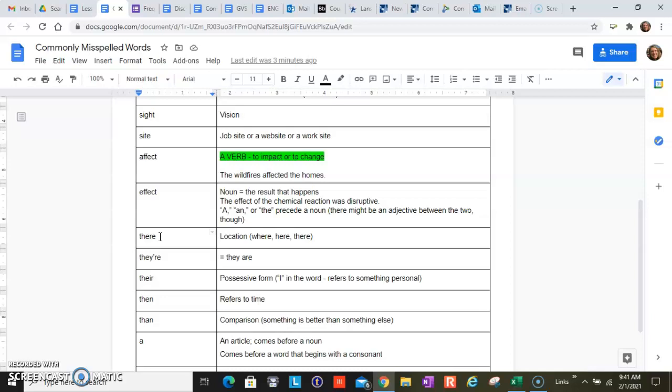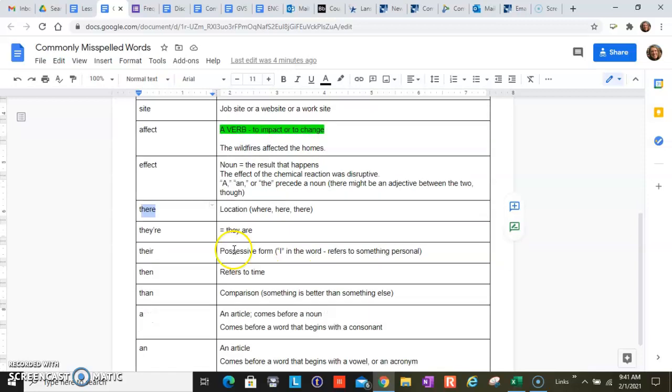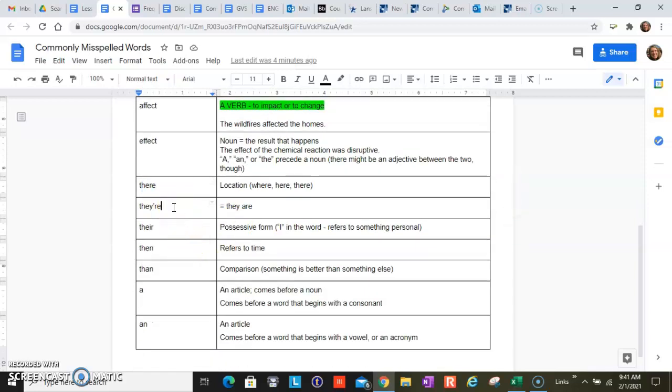There is another thing, location. It has that H-E-R-E in there. Again, location, position, they're all related. And then there they are, again, the apostrophe replaced. They're is the contraction for they are, and then the A is represented by the apostrophe. Again, the apostrophe replaces a letter.